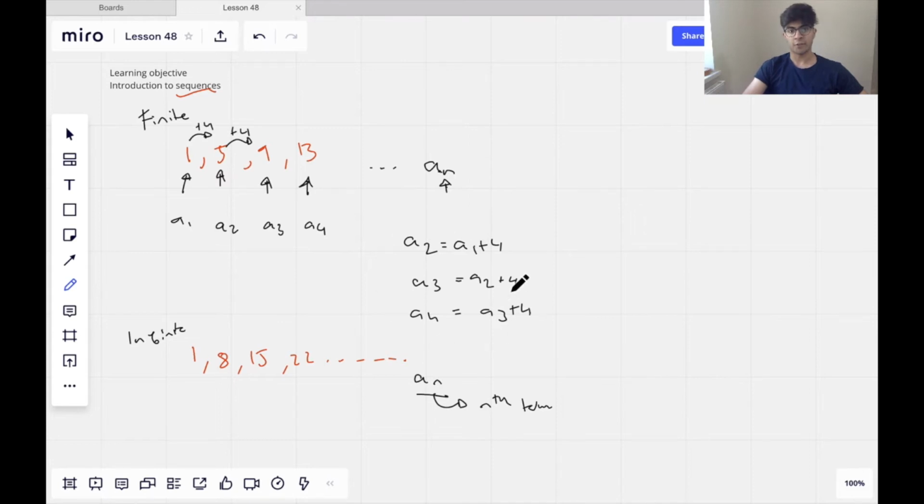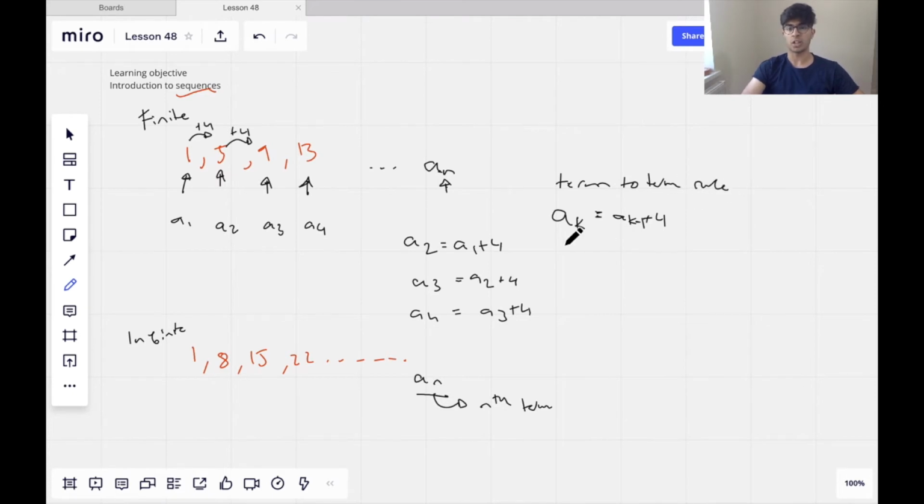And since this pattern holds for all the numbers, we have a general rule. We say, for example, AK is equal to AK minus 1 plus 4. So AK is the kth term, the general term, and it is equal to the term that's behind it plus 4. So for example, if K was 4, A4 is equal to A3 plus 4. And it's the same logic for each of these. So this is what we call a term-to-term rule.